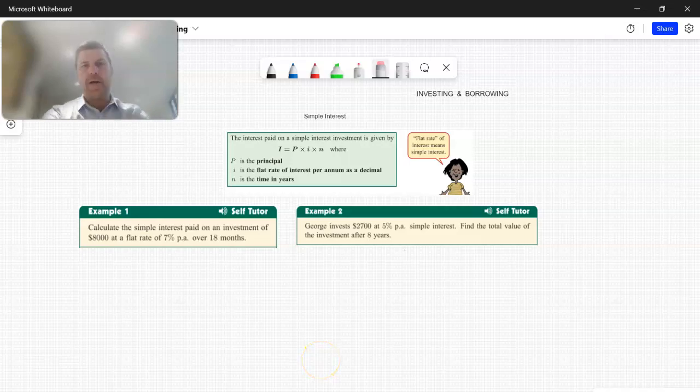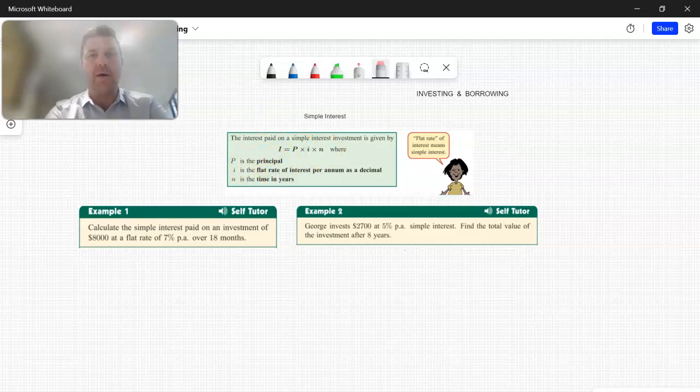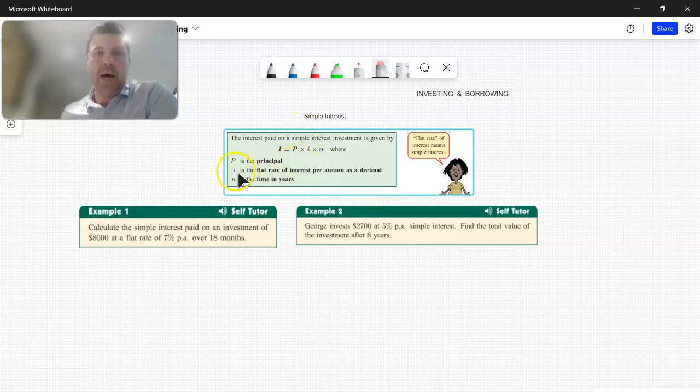In today's video, I'm just going to show you how to calculate simple interest using this variation of the simple interest formula where I, the amount of interest, is equal to P times I times N, where P is the principal. Now remember, principal is the amount of money that you are either investing or borrowing. So for example, if you're investing $10,000, your principal is $10,000. If you're borrowing or taking a loan out for $10,000, then your principal would be $10,000.